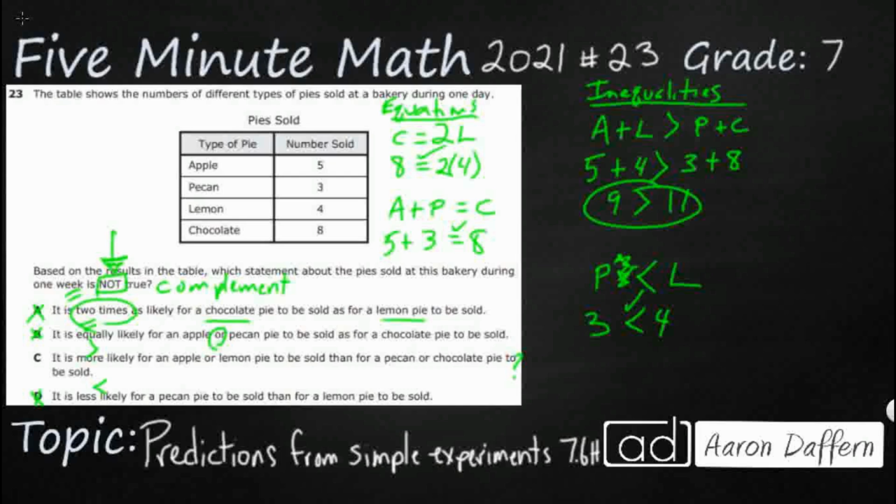Because when we were looking at apple and lemon, it is not more likely. It would have been true if this would have said less likely. And that's the one we're looking for, C.